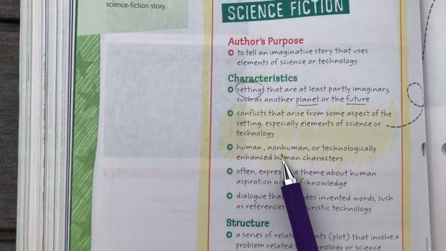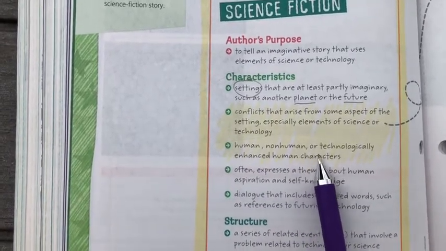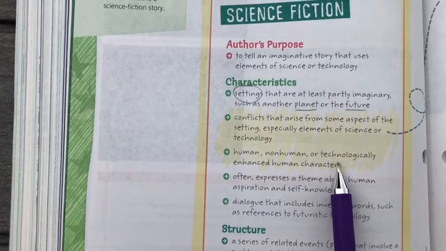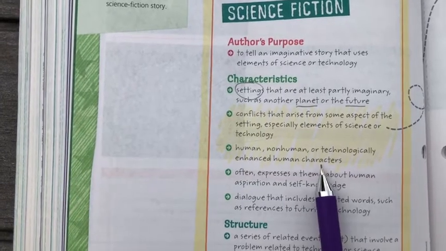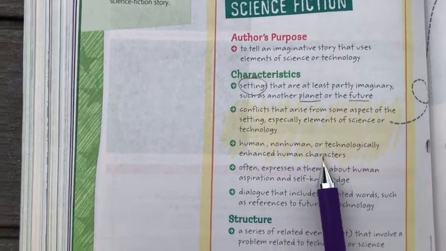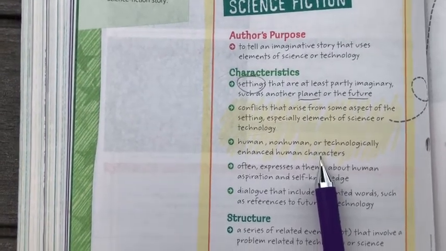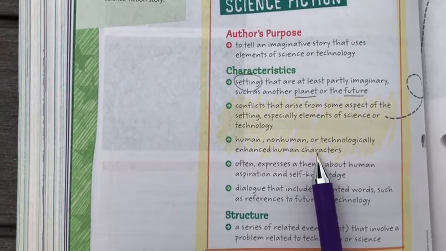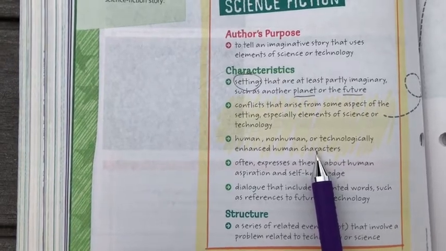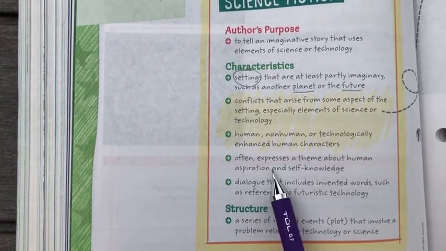We may have human or non-human or technologically enhanced human characters. So we should not expect even our human characters to be realistic, right? Because there's a possibility that, because of the things going on in the story, the humans are going to be very different than we are in real life.